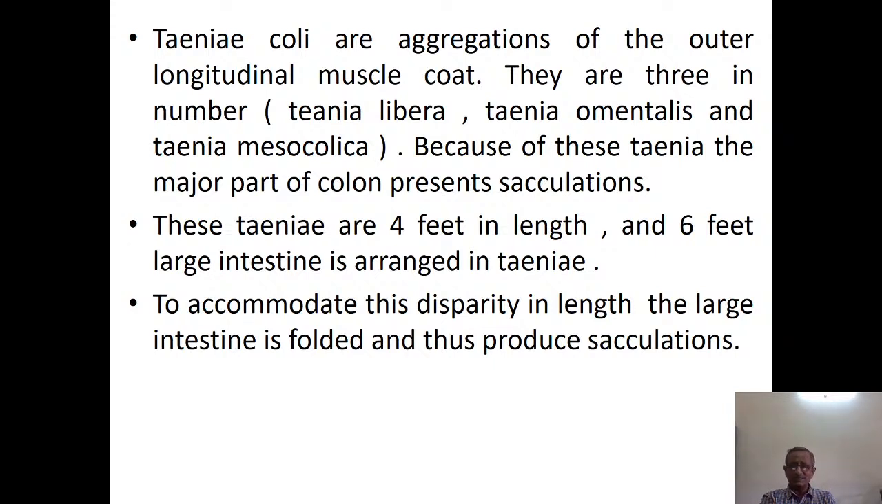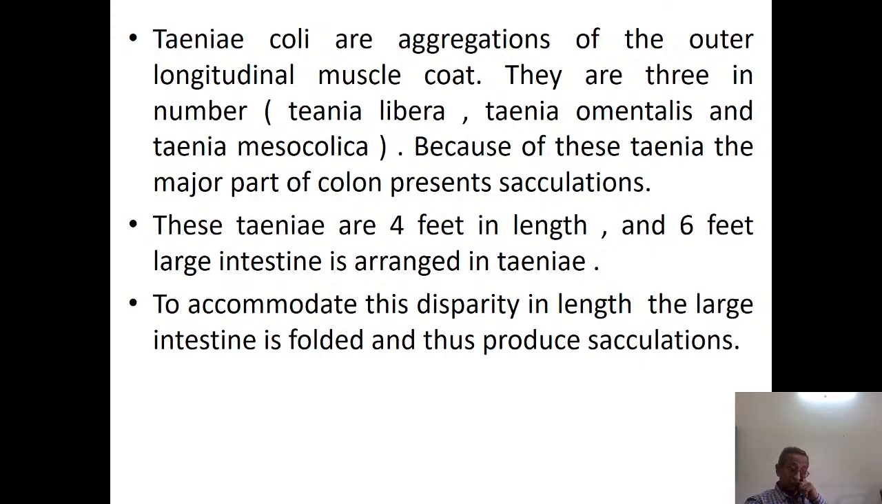And here the thing is that the taenia are comparatively shorter than the large intestine. They say the taenia is about 4 feet in length, whereas the large intestine is 6 feet in length. So this 6 feet length large intestine has to be fixed to taenia of 4 feet. To accommodate this, the large intestine undergoes folds, thus producing sacculations.